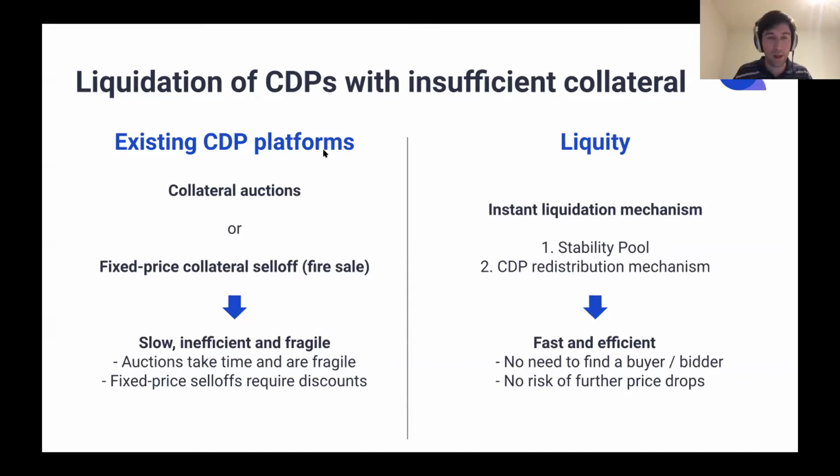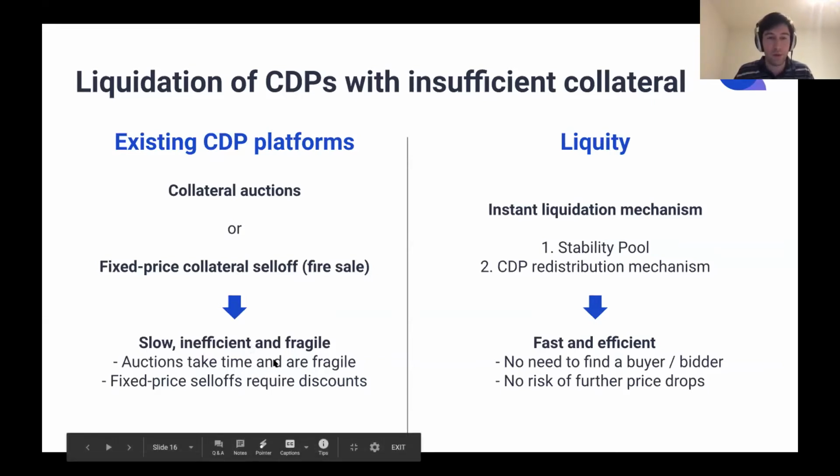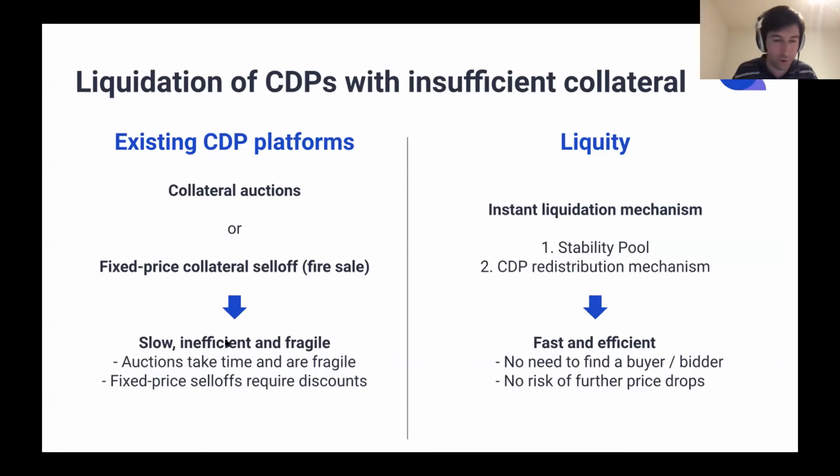What happens on existing platforms is that they either do a collateral auction where they try to sell off the collateral in a bidding mechanism, or they try to sell it off at a fixed price, taking the price from an oracle and applying a discount, like a fire sale mechanism. We think this mechanism works, but it is fragile because it's slow. You rely on bidders. There should be a well-functioning auction market, otherwise it can fail. And auctions take time, and during that time, the value of your collateral can drop even further.